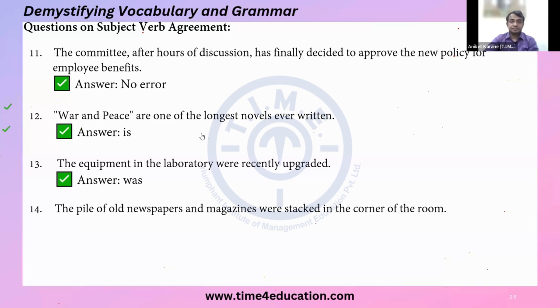Ronak, there is an error. Kalyan, there is an error. You're talking about a pile of old newspapers and magazines. So we are not talking about the newspapers and magazines. We're talking about the pile, pile being your collective noun. So the word is incorrect. Okay. So the answer to our question will be were to was. So the pile of old newspapers and magazines was stacked in the corner of the room.